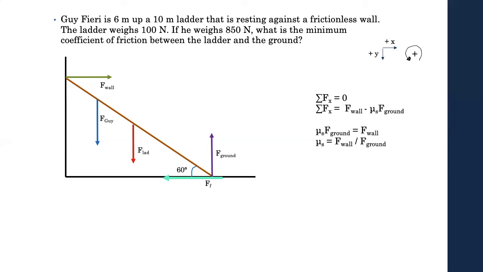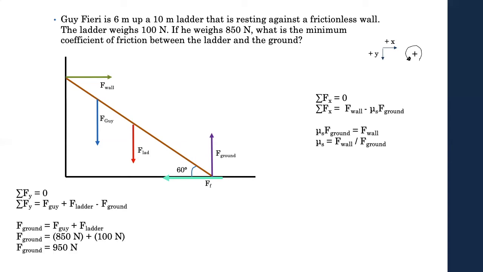So we have those. And since the ladder is stationary, we can say also that the forces in the y direction are null, equal to 0. So the sum of these 3 forces we've identified cancel out. So we have that the force of the ground is equal to Guy Fieri's weight plus the weight of the ladder, which we compute as 950 newtons. So now we have one of the variables we need to find the coefficient of friction.